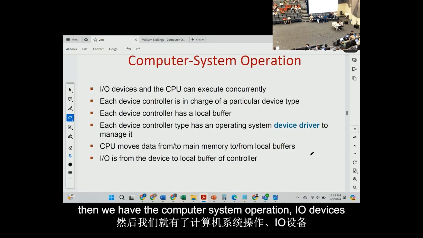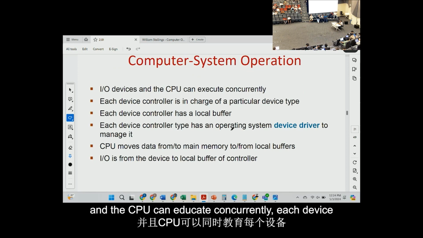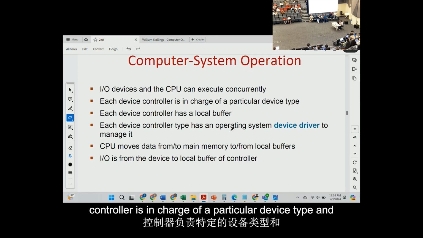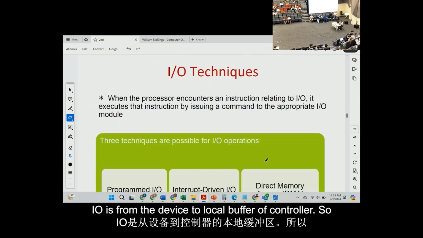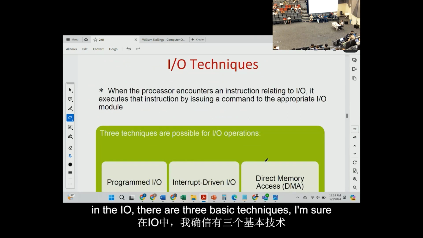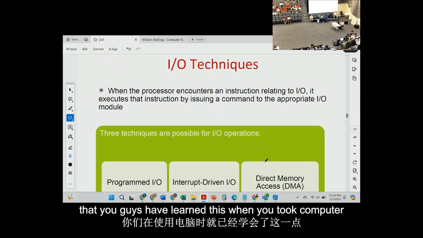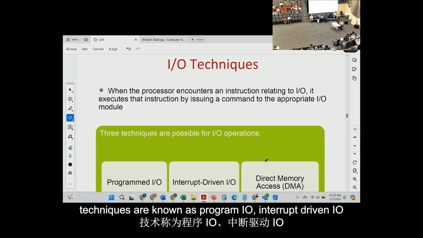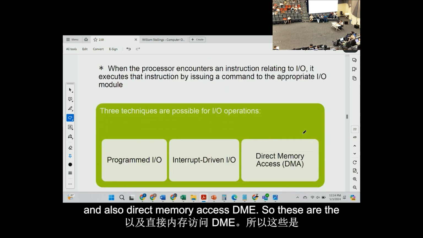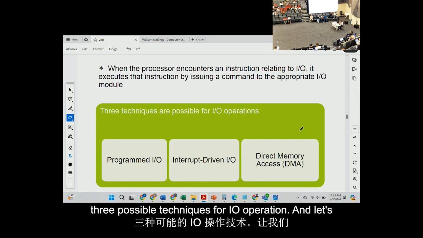And then we have the computer system operation. I/O devices and the CPU can execute concurrently. Each device controller is in charge of a particular device type, and I/O is from the device to the local buffer of the controller. So in I/O, there are 3 basic techniques. I'm sure that you guys have learned this when you took computer architecture or computer organization. So these 3 techniques are known as program I/O, interrupt-driven I/O, and also direct memory access, DMA. So these are the 3 possible techniques for I/O operation.